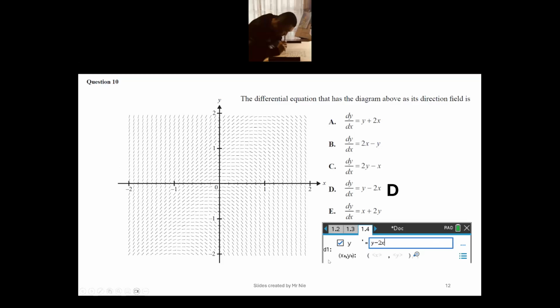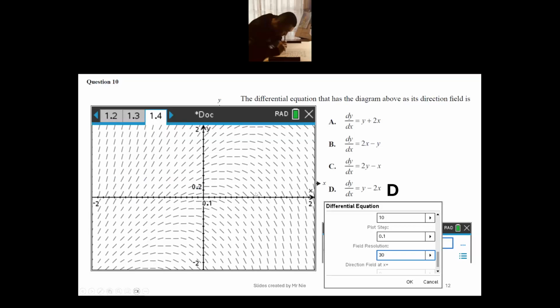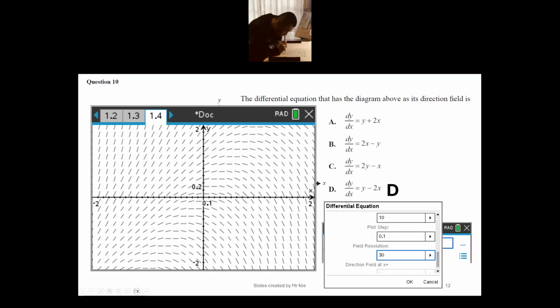For example, you need to get a graph page and press menu 3-8 and make sure you have a y here rather than y1. Then on the right hand side, you can use the y and x consistently. By the way, if you click the three dots button here, drag down, change the field resolution to 30 or 40, so you will see the slopes for the slope field more frequently, okay? And then this is the result from the CAS calculator. So basically, if you compare closely, yep, that is the most likely answer.